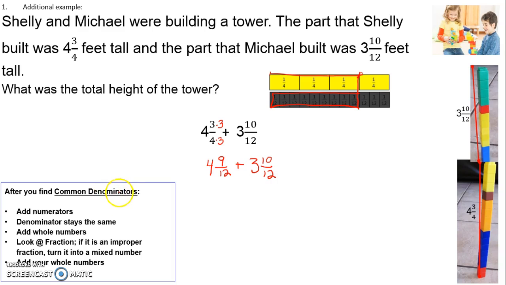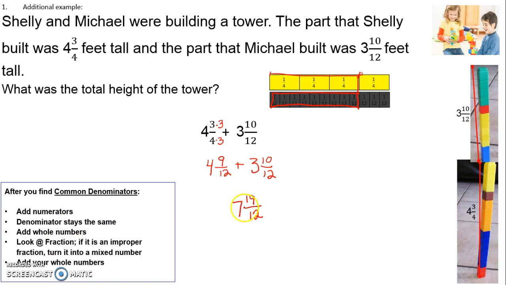So we found our common denominator the way Mrs. Connor suggests. Now we'll just add our numerators. So 9 and 10 are your numerators. 9 plus 10 is 19. She says the denominator will stay the same. So 9/12 and 10/12, you put them together, you now have 19/12. Then she says add the whole numbers. Okay, I'll add the whole numbers. 4 and 3 is 7.